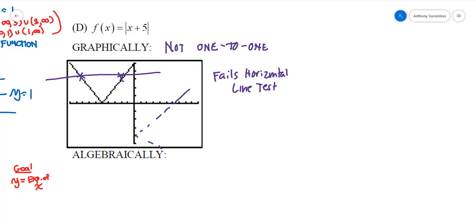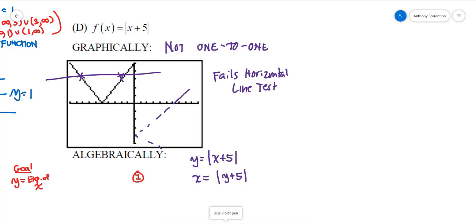How am I going to show this algebraically? Again, I'm going to let y equal the absolute value of x plus 5. So x is going to be the absolute value of y plus 5. I want to solve this for y. It's not very difficult to solve. I want to get that plus 5 away from the y, so a subtraction of 5 is going to happen sooner or later. But I can't move that 5 until the grouping symbol, the absolute value, is gone.